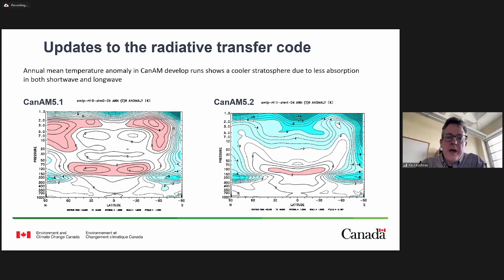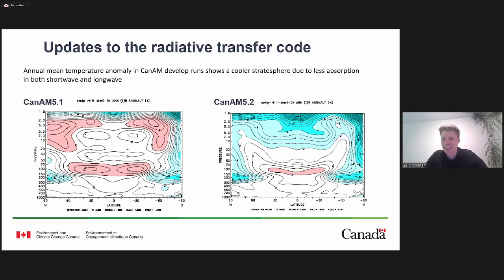Yeah. This is a bias relative to something? This is a bias relative to ERA5. Okay, and the CO2 concentrations you're using are? And this is a development run from 2003 to 2008. Okay, thank you. Yeah, you're welcome.